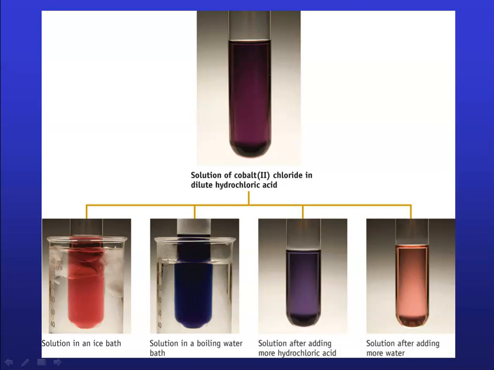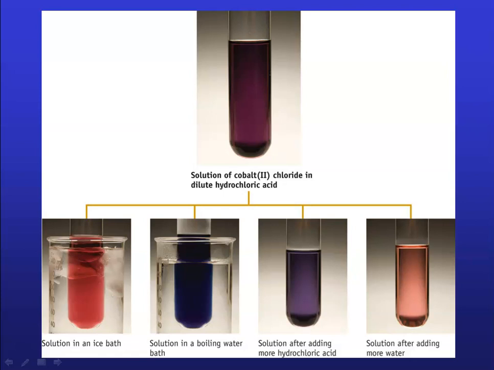All right, so this video is going to start our discussion of equilibrium. What you have here is a solution of cobalt 2 chloride that is acidified. Hydrochloric acid has been added to it. You can see that it's purplish color. And when it is placed in different temperatures, we see the color of that solution change. It went from purple to more of a pinkish. And then when it went into hot water, became more bluish.